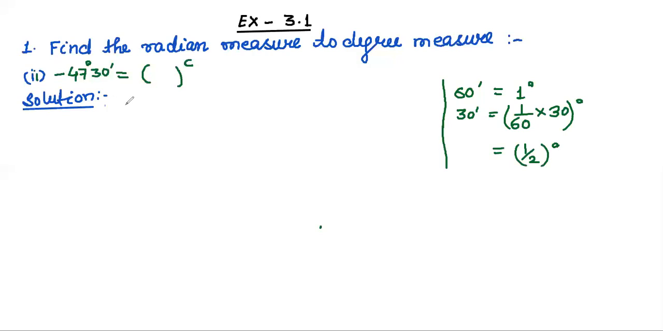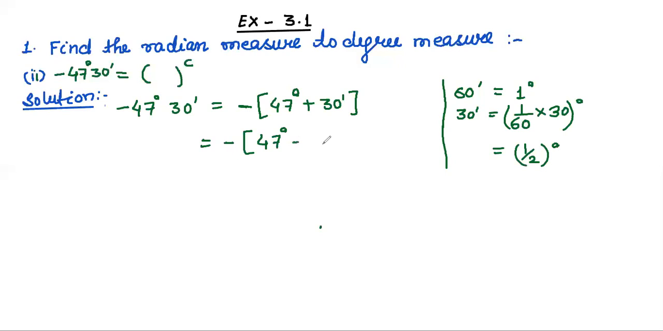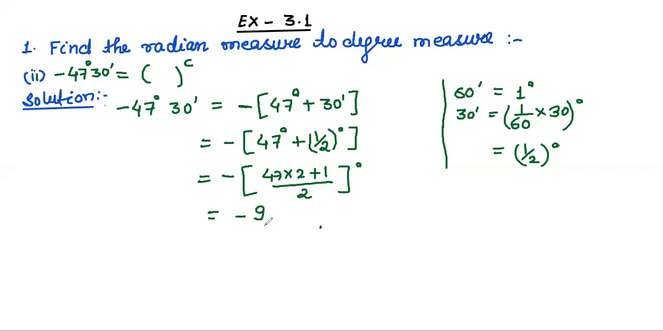So we have to use it here. The question is minus 47 degree 30 minutes. So we are converting into degree. We can write it as minus, then 47 degree plus 30 minutes. And now it is minus of 47 degree plus 1 by 2. Now it is in degree. So finally we will have 47 into 2 plus 1 by 2. So we will have minus 95 degree by 2. Now we have the whole value in degree.